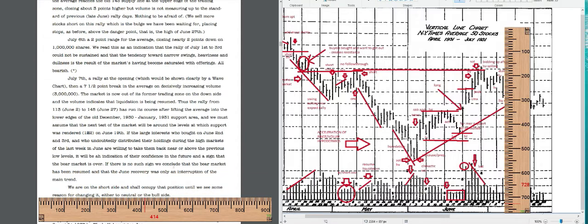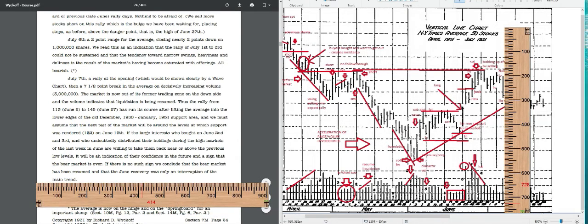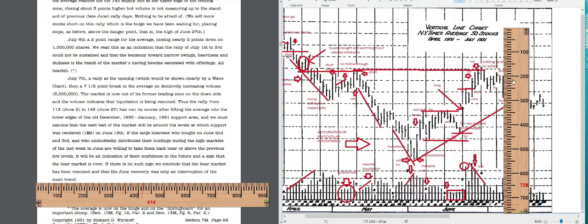If there's no such condition, we conclude that the bear market has been resumed and the June recovery was only an interruption of the main trend. I believe this is nothing more than counter trend on a monthly chart or something. So we're just looking for the resumption of the downward movement. So let's kind of sum up all this, all right?